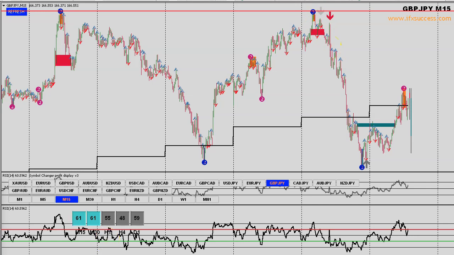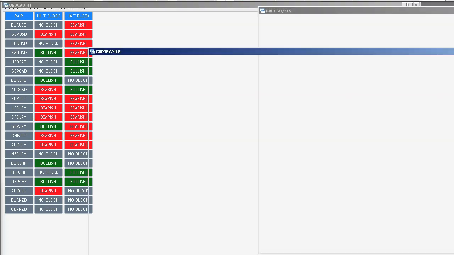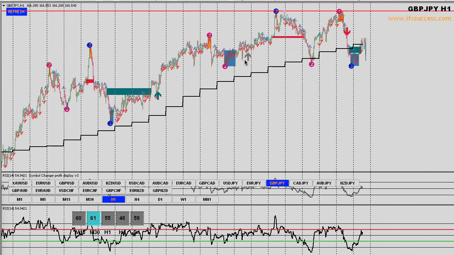So again, this is why we have the dashboards, where you could actually see what's the trend on a higher time frame. We can either use the hourly or the 4 hours, it doesn't really matter. We can use pound yen right here. You see it was bullish right now, but yesterday it was bearish. So we could have entered here as well, or you can just go to H1 and pretty much enter here, right? Because it clearly gave us the M formation.